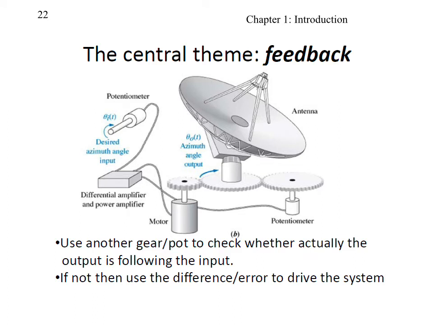Now this output potentiometer actually measures the azimuth angle at which the antenna moves. It will give the feedback signal to the differential amplifier, and this feedback signal will generate the difference of the input and the feedback signal, that is the actuating signal, and actuates the motor if the output is not following the input. So we use another potentiometer to check whether the output is following the input, and that difference is used to drive the system. So this is how we have made an open loop system into a closed loop system, by connecting the feedback terminal, that is the potentiometer, and then creating the difference of input and output.